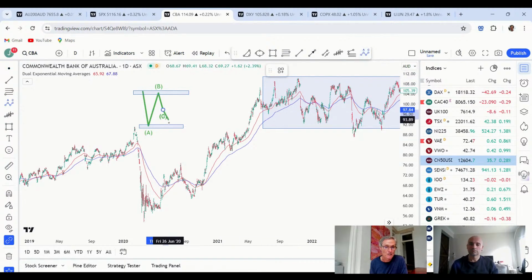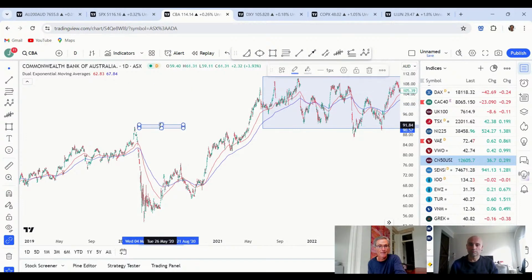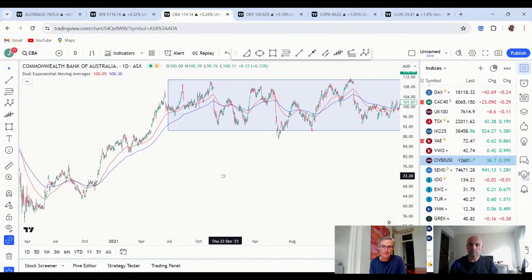So if you get a situation where price comes back to near the low and starts to rebound again, then the range really starts to form up, and you've got a high point, a low point, and the trading in between. That's how you start to identify the range a little bit earlier. So let's just clear that up and come back to CBA.